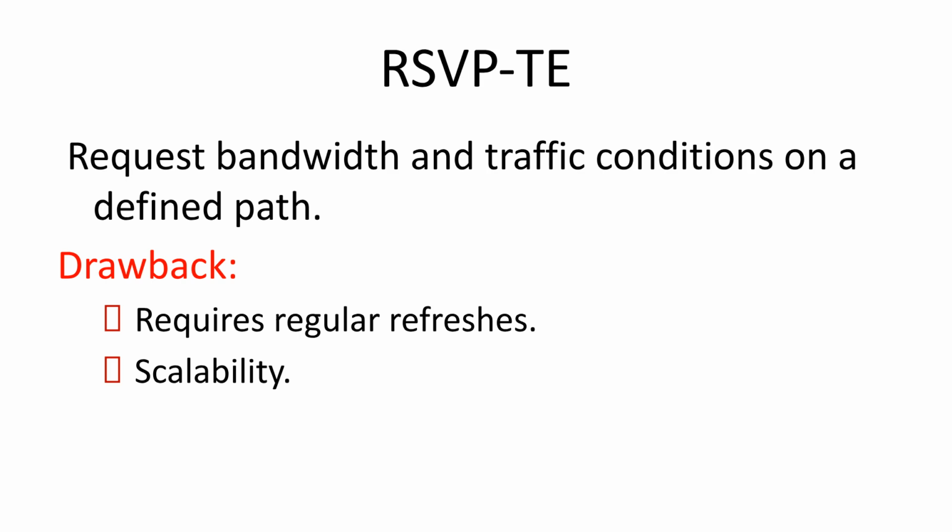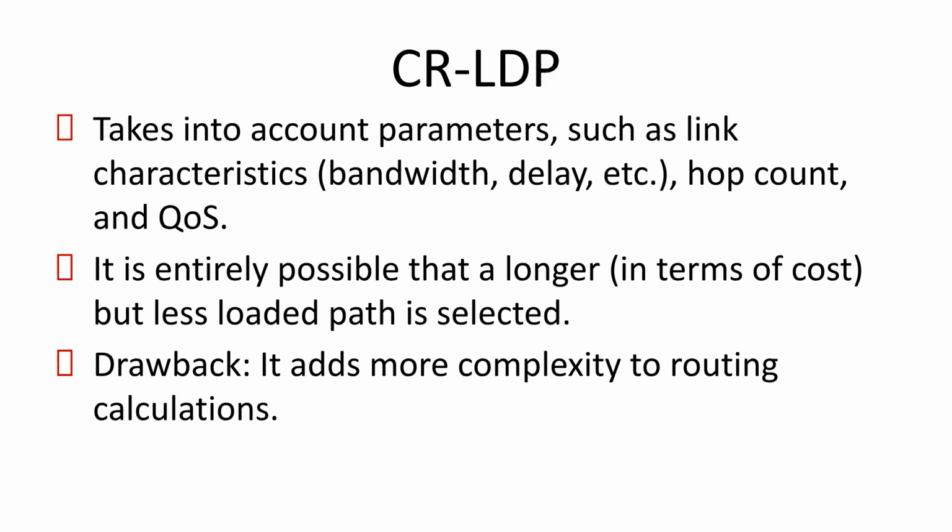RSVP-TE allows for requesting bandwidth and traffic conditions along a defined path. Its drawbacks include requiring regular refreshes and scalability challenges. CR-LDP considers parameters such as link characteristics, hop count, and QoS. This allows for selecting a longer, less loaded path over the shortest, most congested one. However, it adds complexity to routing calculations.